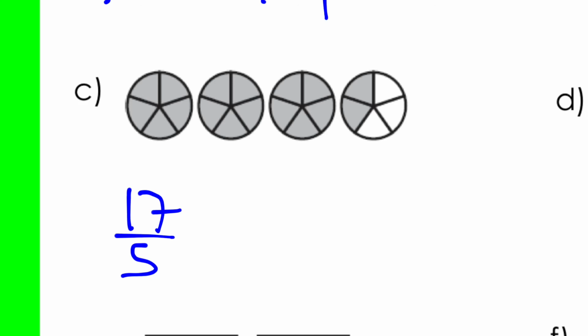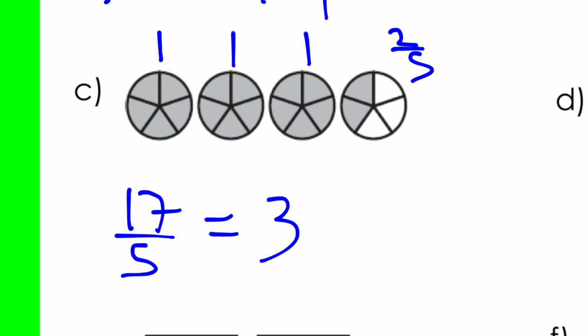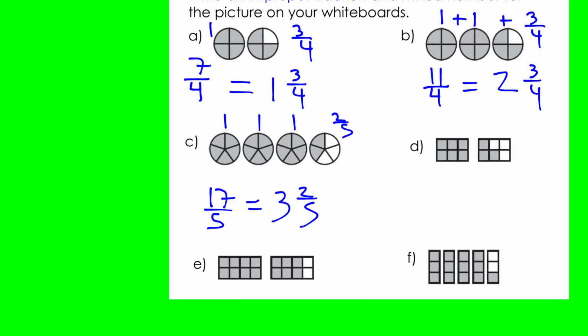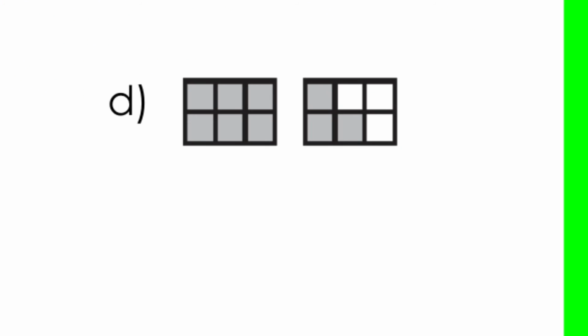Now for the mixed number part, there's 1 whole, because it's completely shaded, 1 whole, and this part is 2/5. So that's going to be 3 wholes and 2/5 for the mixed number. And it's the same pattern every time, right? There's a few more here.